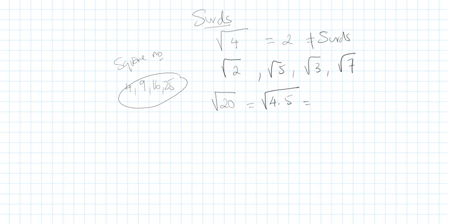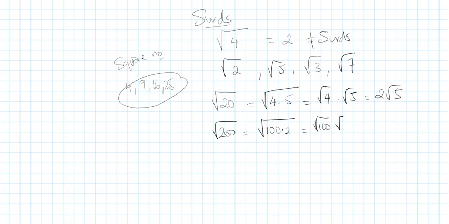So you can write the 20 as a product of two numbers, and then you can separate it. So root of 4 times 5 is root of 4 times root of 5. And then root of 4 is 2, so you end up getting 2 root of 5. We can try another example. We can try root of 200. So 200 is 100 multiplied by 2. And in the same way, you can split it. So it's root of 100 times root of 2, and that would give you 10 root of 2.